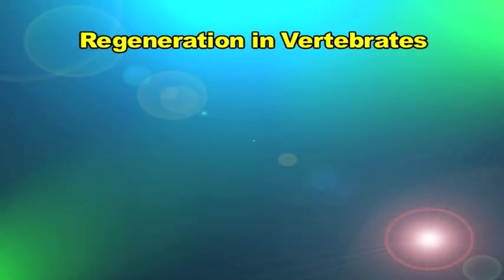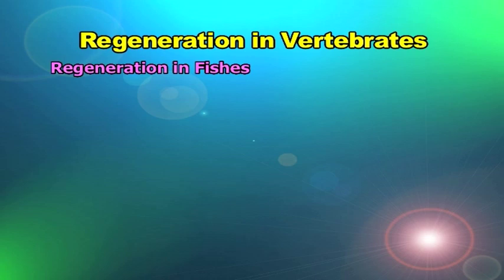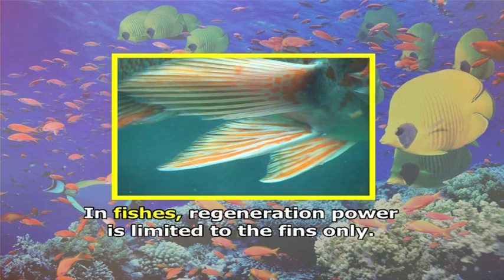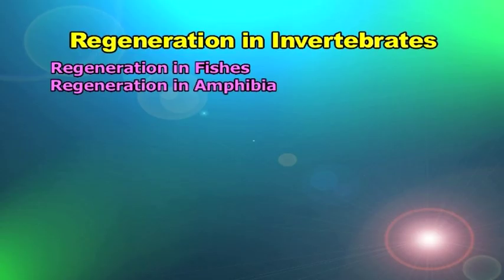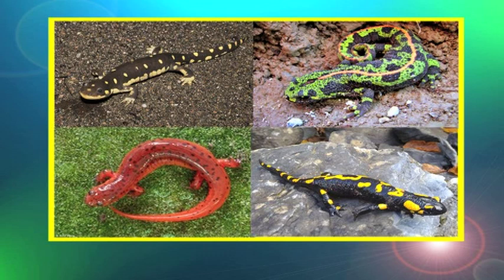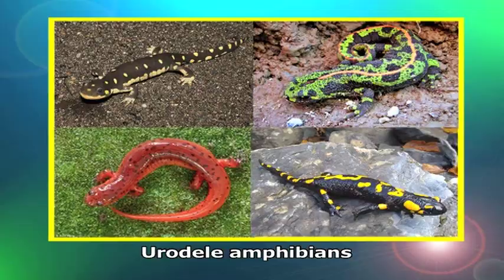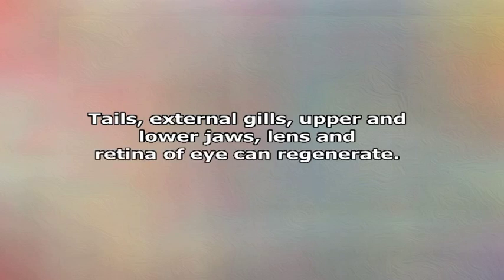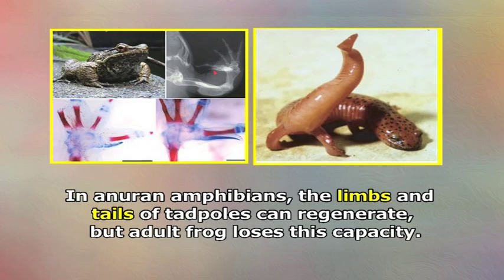Regeneration in vertebrates. Regeneration in fishes. In fishes, regeneration power is limited to the fins only. Regeneration in amphibia. In amphibia, regenerative power is highly specialized and most spectacular in urodele amphibians in larval as well as adult stages. Tails, external gills, upper and lower jaws, lens and retina of the eye can regenerate. In anuran amphibians, the limbs and tails of tadpoles can regenerate, but the adult frog loses this capacity.